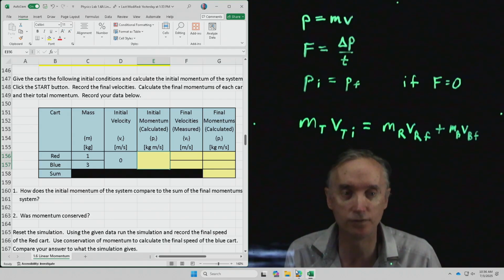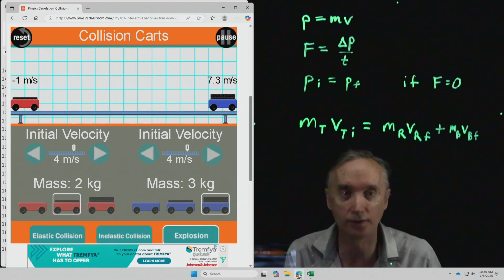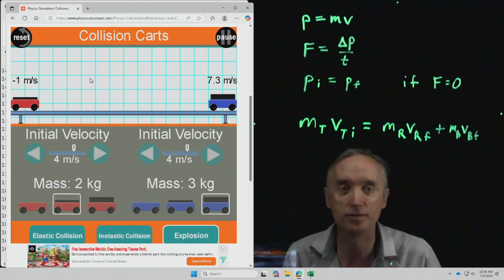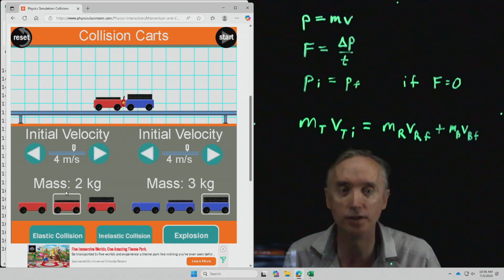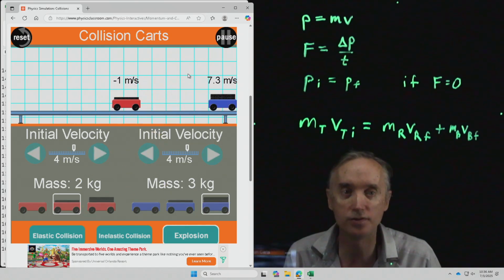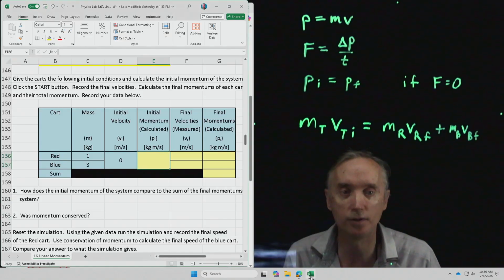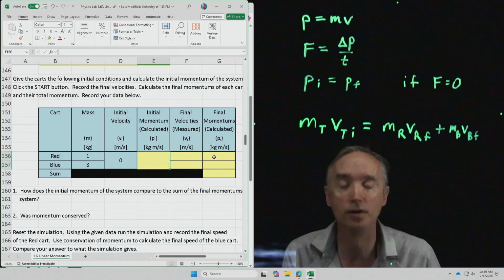Okay, so if we go back to the simulation here, it's over with, so we need to reset it. Then you need to change the masses, you need to change the speed here, and then you need to click the go, and then you're going to take these two numbers, now they're going to be different numbers, and then those two numbers are going to go here and here.